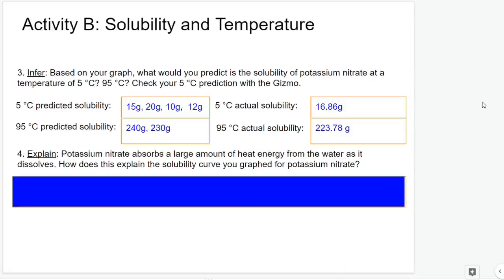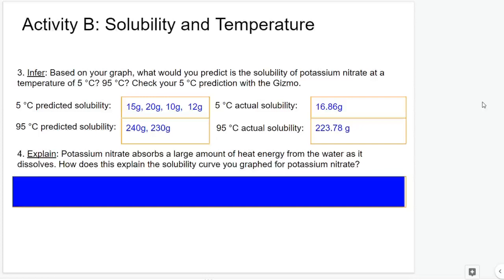So potassium nitrate absorbs a large amount of heat energy from water as it dissolves. How does this explain the solubility curve you graphed for potassium nitrate? Now, I do not love their phrasing here. To say that it absorbs heat energy is correct, but it's kind of hard for us to answer this question with it phrased like that. I prefer to say it requires a large amount of heat energy.